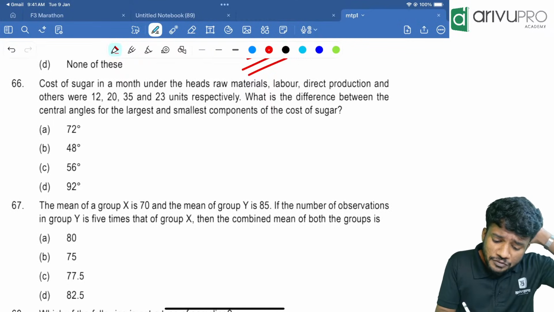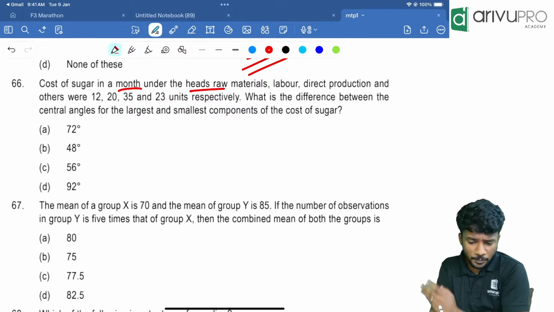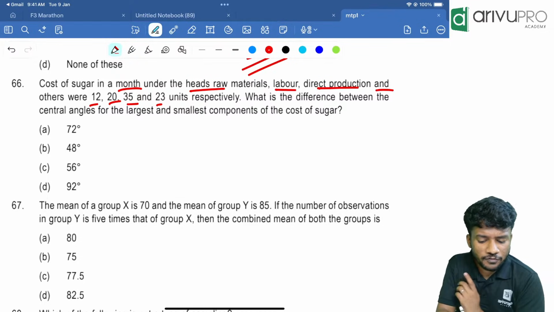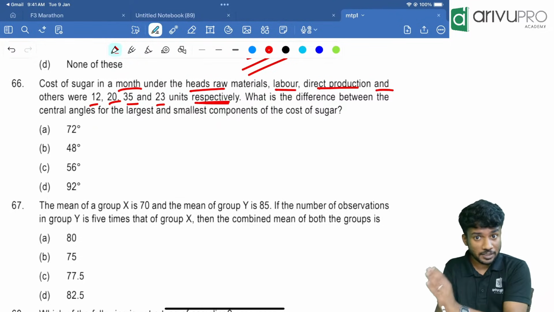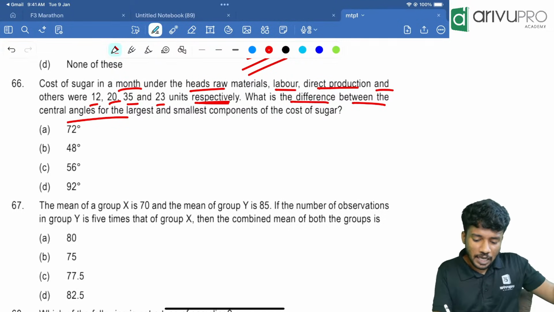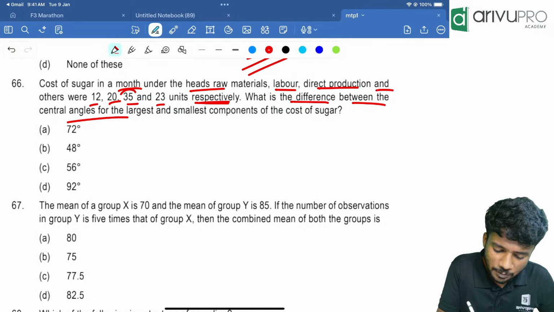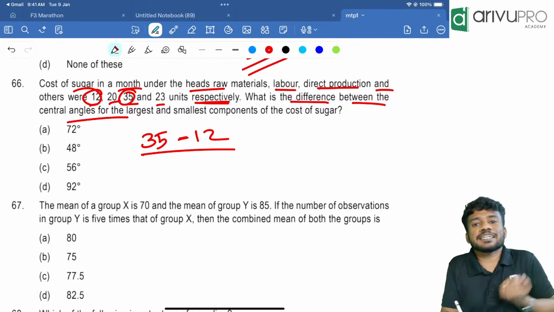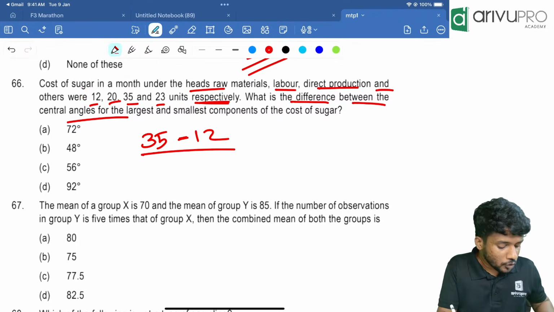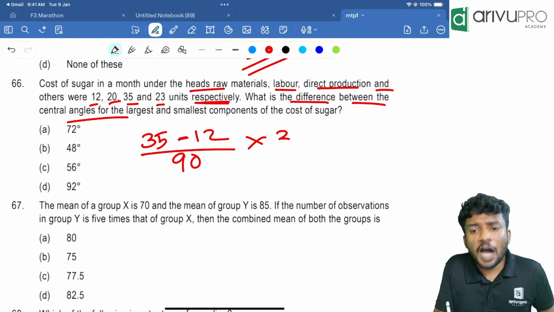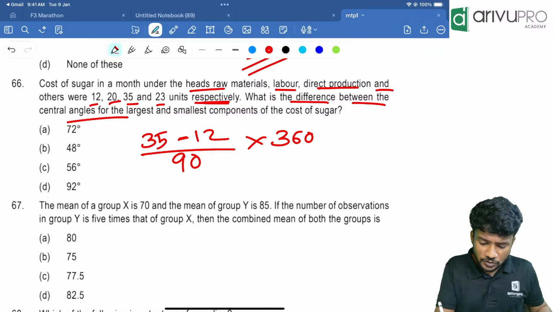The cost of sugar in a month under the heads of raw material, labor, direct production, and others were 12, 20, 35 and 23 units respectively. That means individually they are given. Then what is the difference between the central angles for the largest and smallest component? What is the largest component? 35. So 35 minus, what is the smallest component? 12, divided by sigma x. Total of everything is how much now? 12 plus 20 plus 35 plus 23, which is equal to 90, multiplied with how much degree?